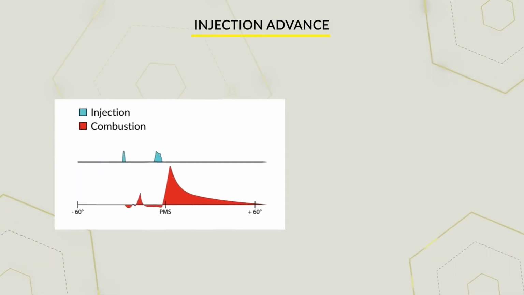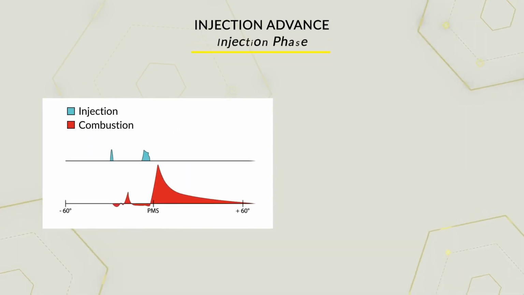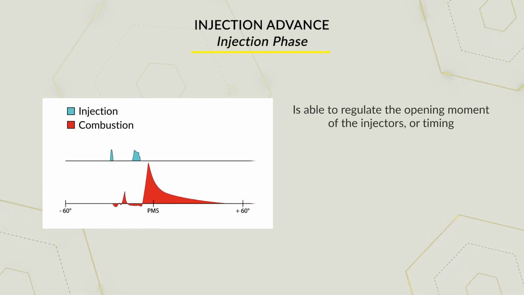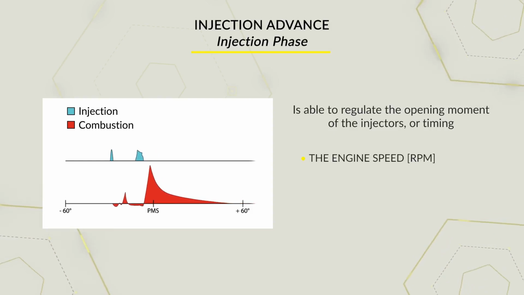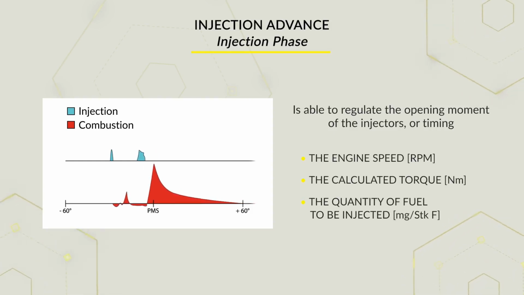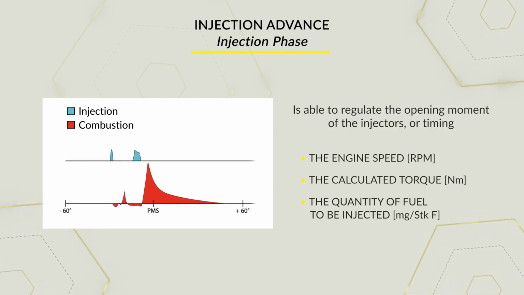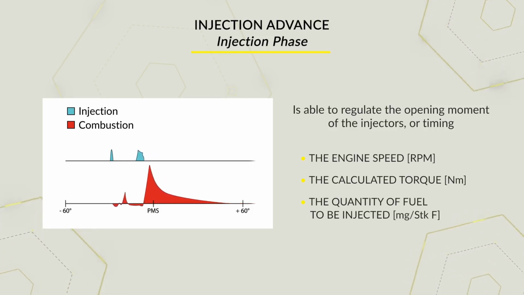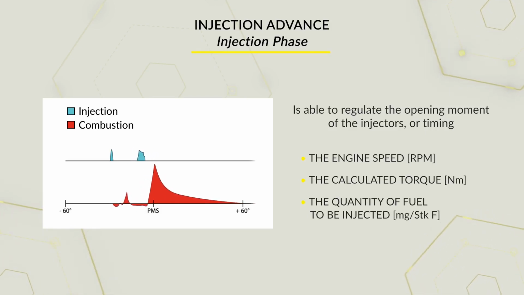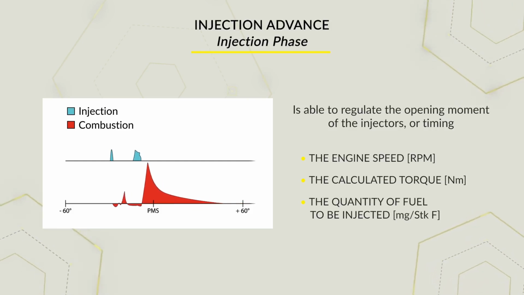The injection advance, also called injection phase, is able to regulate the opening moment of the injectors or timing, based on the engine speed and the calculated torque or the quantity of fuel to be injected. This, therefore, allows you to impose the start of injection in the cylinders and consequently to predict when combustion occurs.